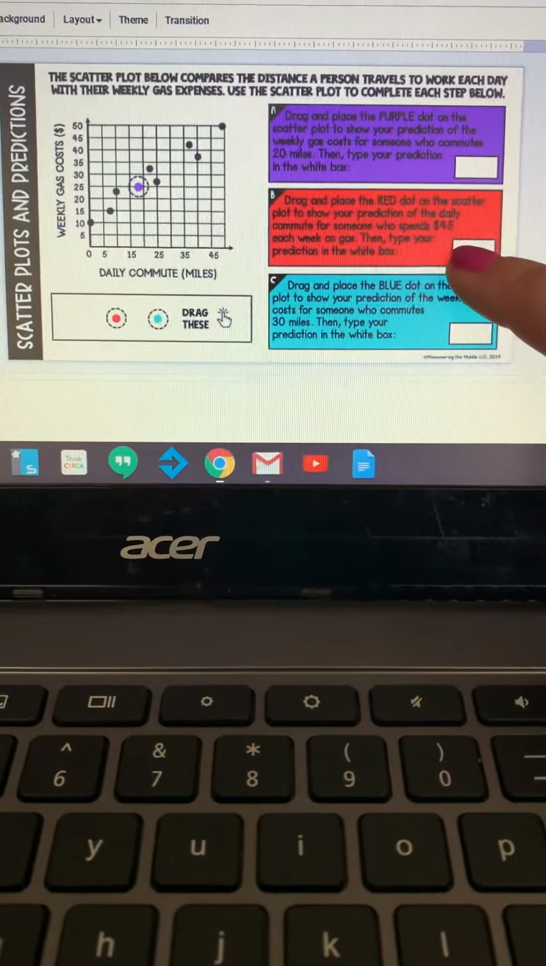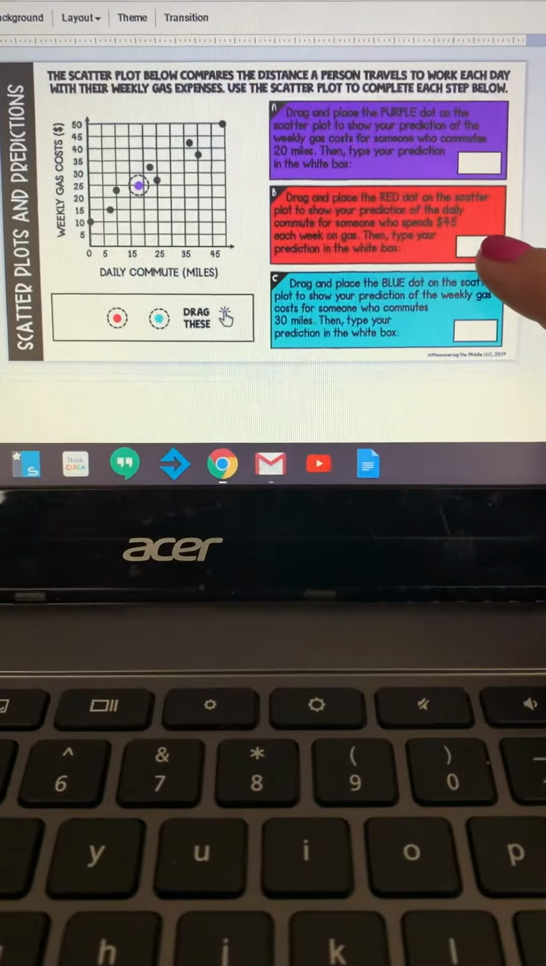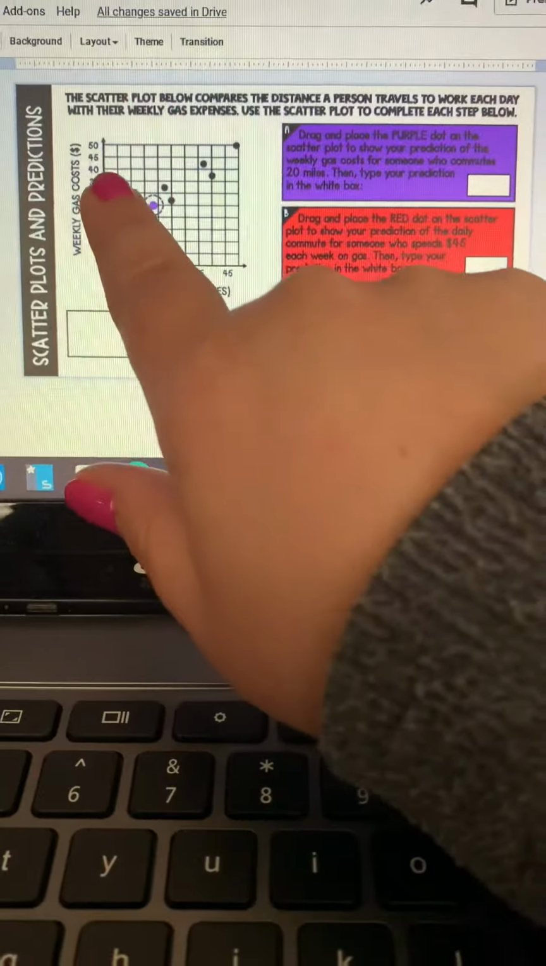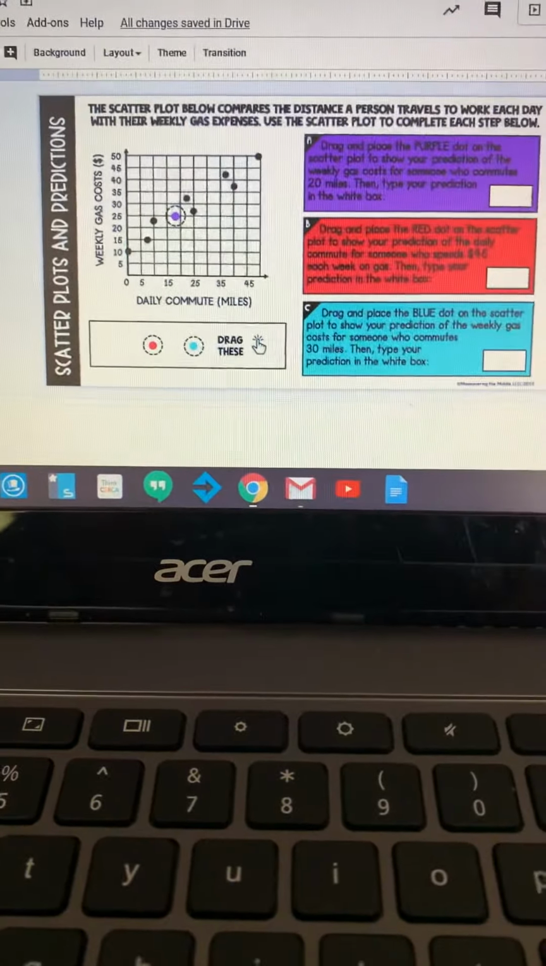Make sure you pay attention to the question though, because the red one says a prediction for someone who spends $45 a week on gas. So that's the Y column. So go to 45 and go across. So I'd put it right about there, and so on and so forth.